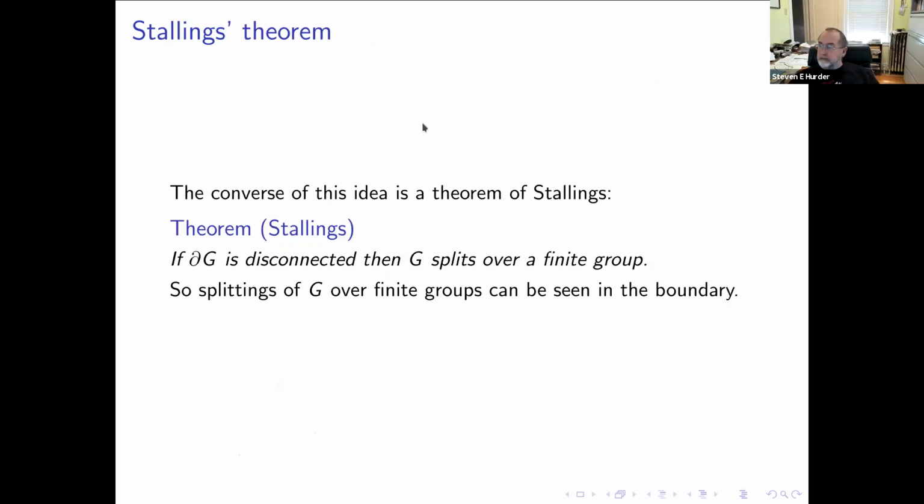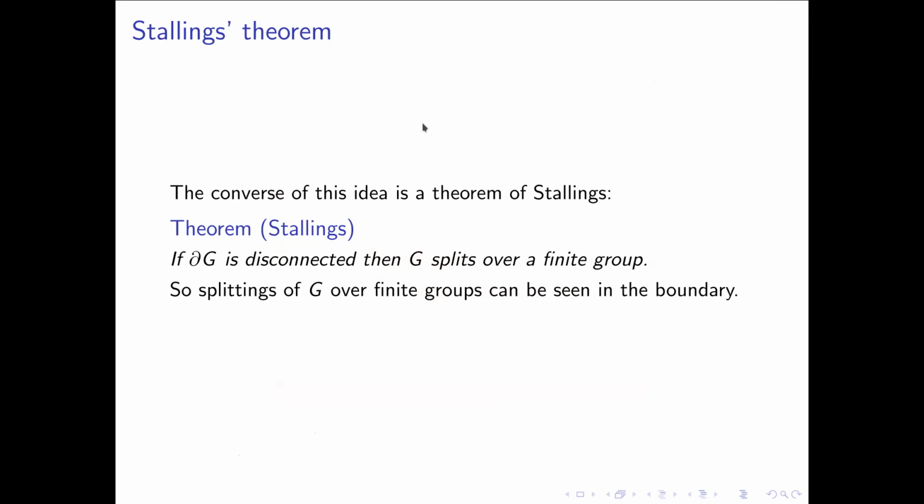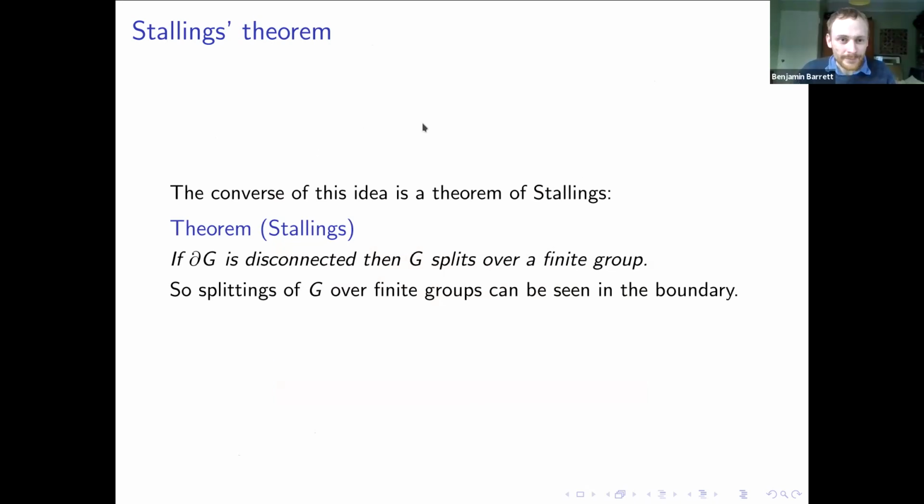So Stallings' theorem is great. It tells us that splittings over finite groups can be seen in the boundary. I should tell you that Stallings' theorem actually says more than this, because it tells you the same thing for non-hyperbolic groups too, where we replace the boundary being disconnected with having more than one end. But just to keep in line with the theme of this talk, I'm restricting to talking about hyperbolic groups. But I don't want to sell Stallings short.